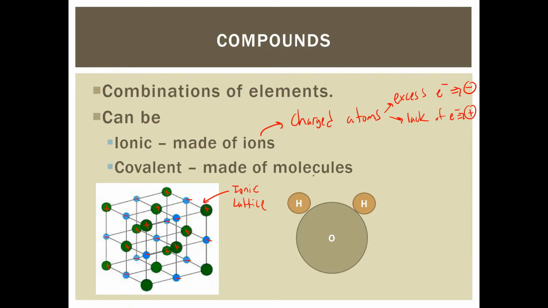A covalent compound, by contrast, is made of molecules. So here's an example of a water molecule, and if you had a sample of water, it would contain molecules of water like so, and they would just be floating around. They would not have any real attraction between them. So the attraction between these molecules is weak, so weak attraction.